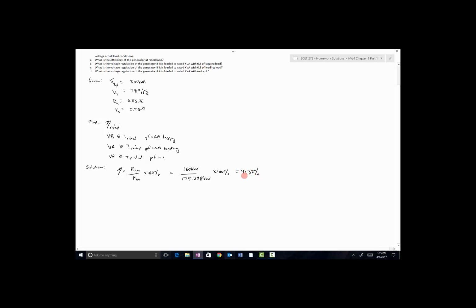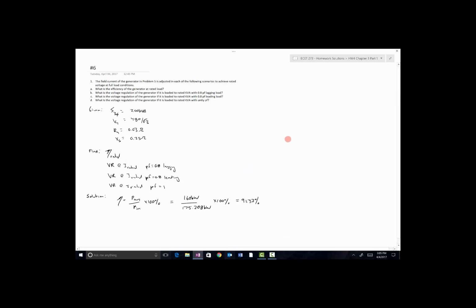Now this is the efficiency of the generator, not of the entire system. It doesn't take into account any of the losses of burning the fuel and getting the turbine to spin. It's just, once the turbine is spinning, how much of the energy contained in its rotational motion actually gets transferred into output power. So this is its electromagnetic conversion efficiency, 91.32%. That's part A. Part B is voltage regulation.